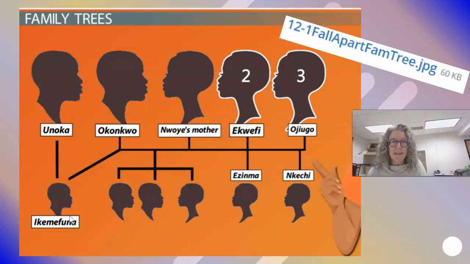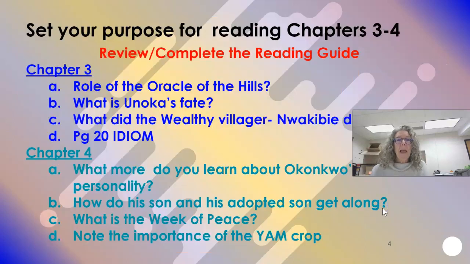There's a line from his father, but that shouldn't be there. It's not really any relation to his father, Unoka. So that's chapters 1 and 2, helping you kind of see what's going on, but also set your purpose for the next couple chapters you have to read.